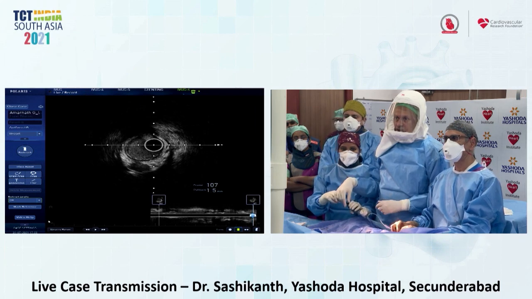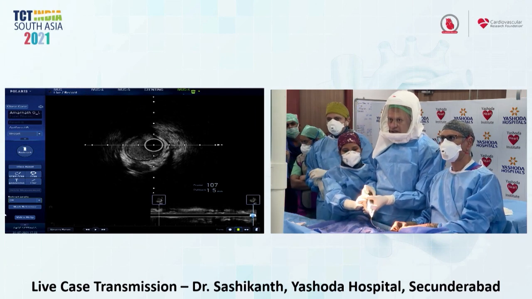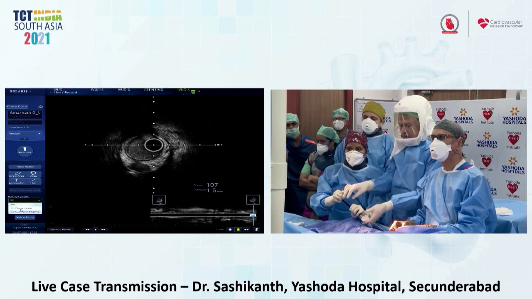Yes. This is a 3x12 balloon. We are doing a post dilatation. Get the IVUS catheter ready. We'll do a quick run. Give me this, I'll do this.